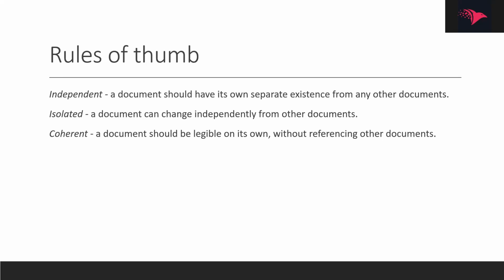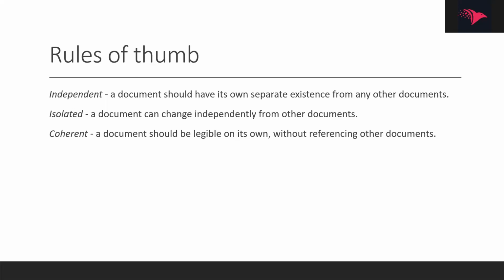A document is not isolated if every time that I modify a document, I have to also modify a different document. And a document is not independent if it can't exist on its own. An order line document is a good example of a document that is not independent. An order line always exists within an order. It's right there in the name.